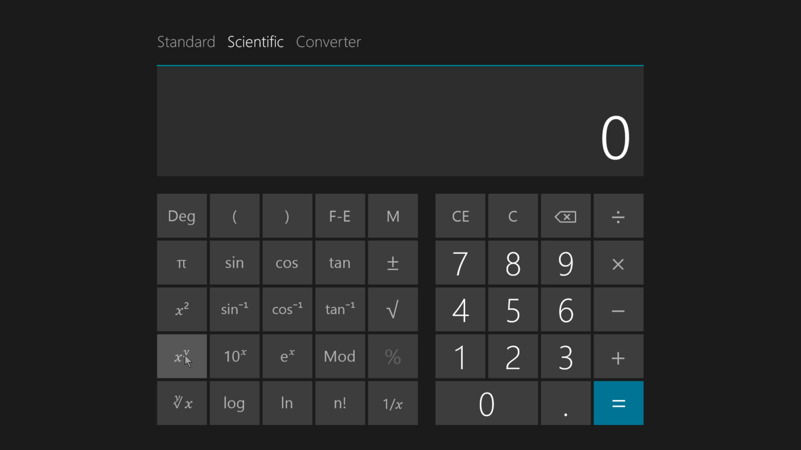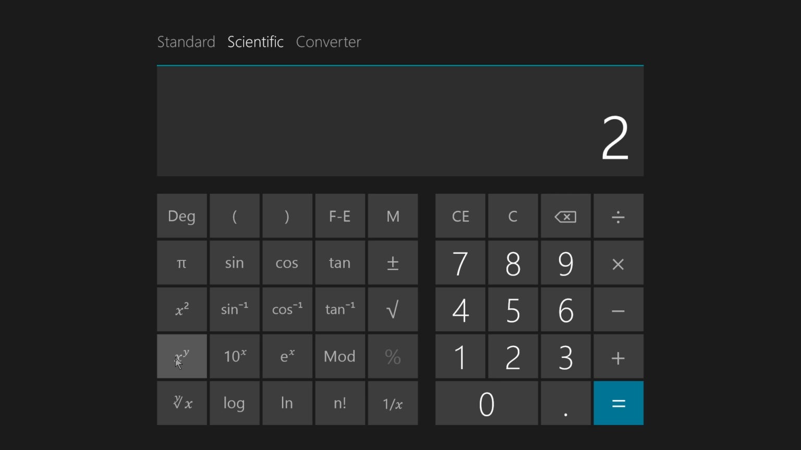If you are not very familiar with higher mathematics, you may not even have a clue as to what that exactly means. But x to the y is a key that allows you to take any number, x, to the power of any other number, y. And the way you do that, here's an example. I'll just show you an example.